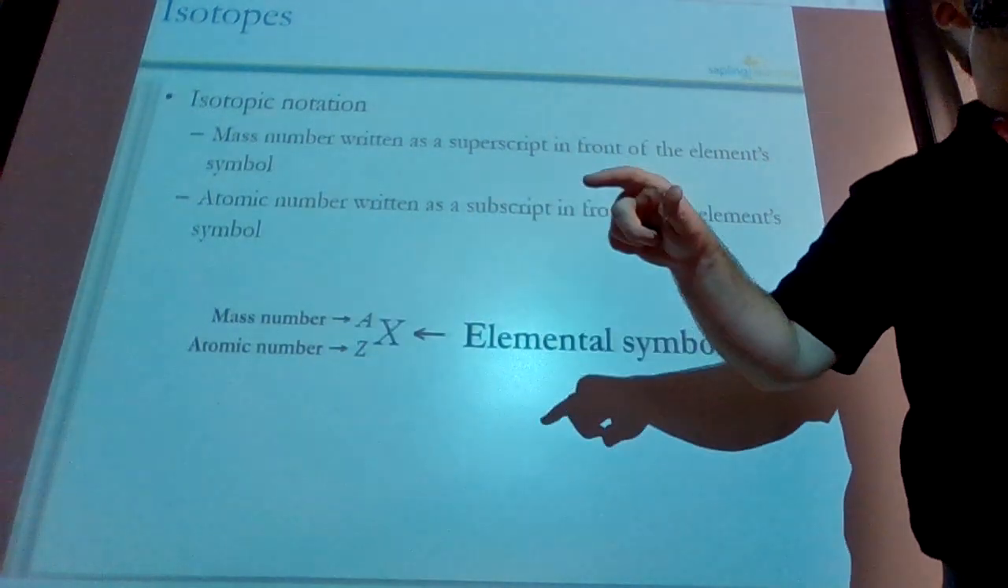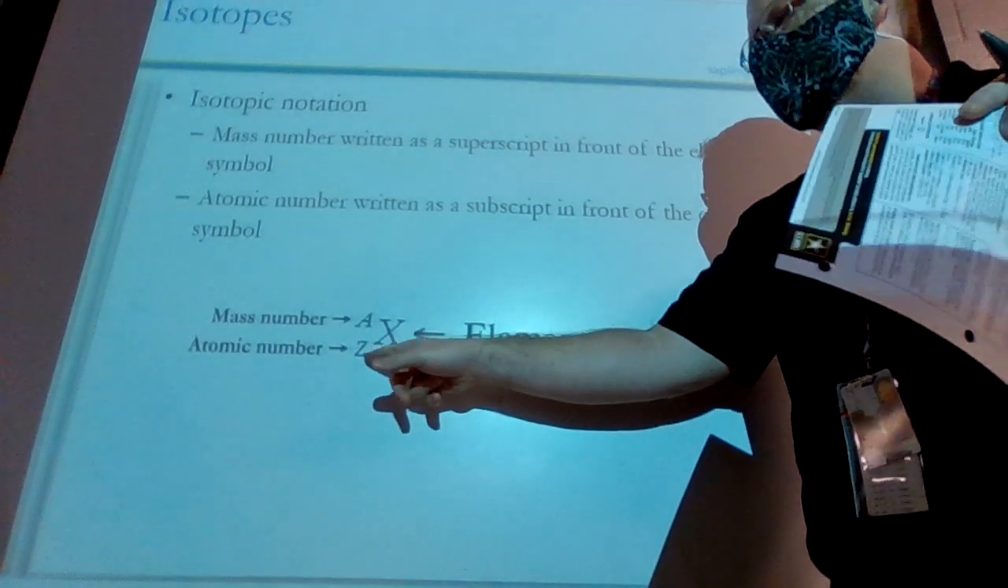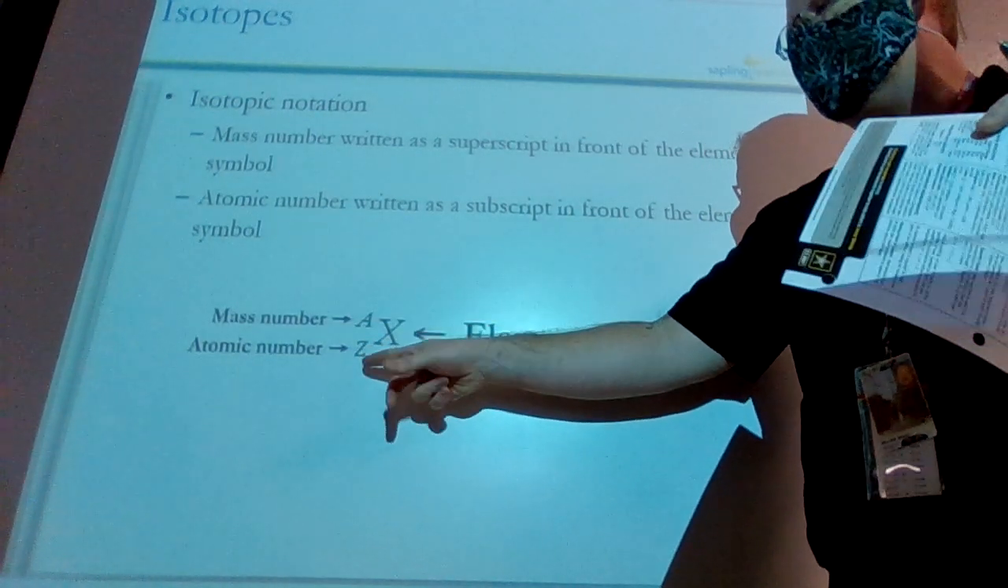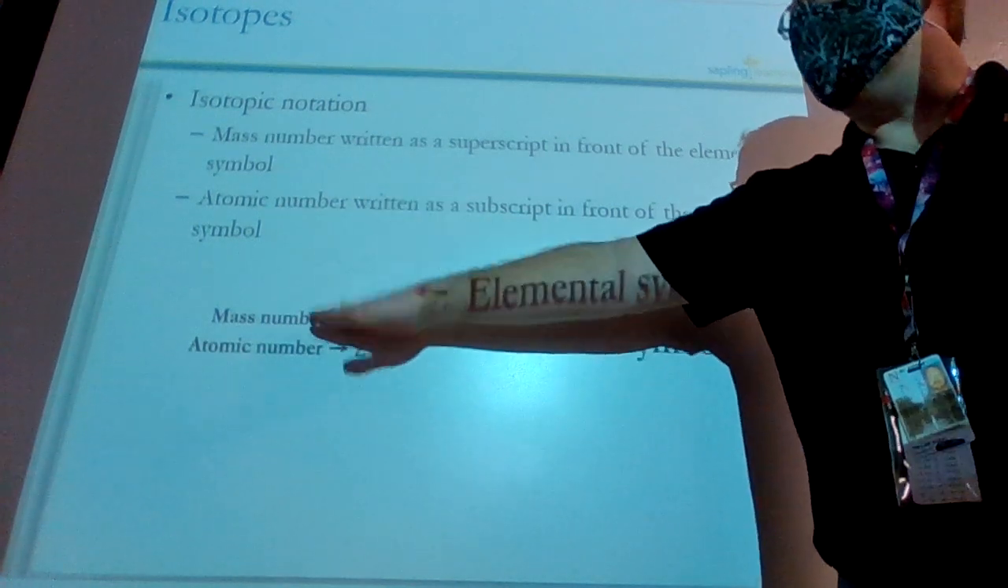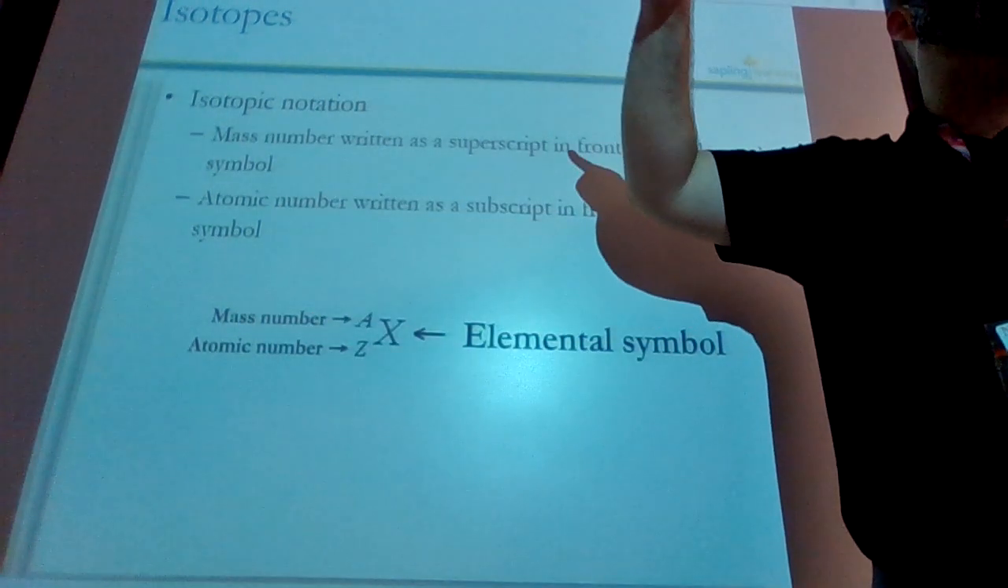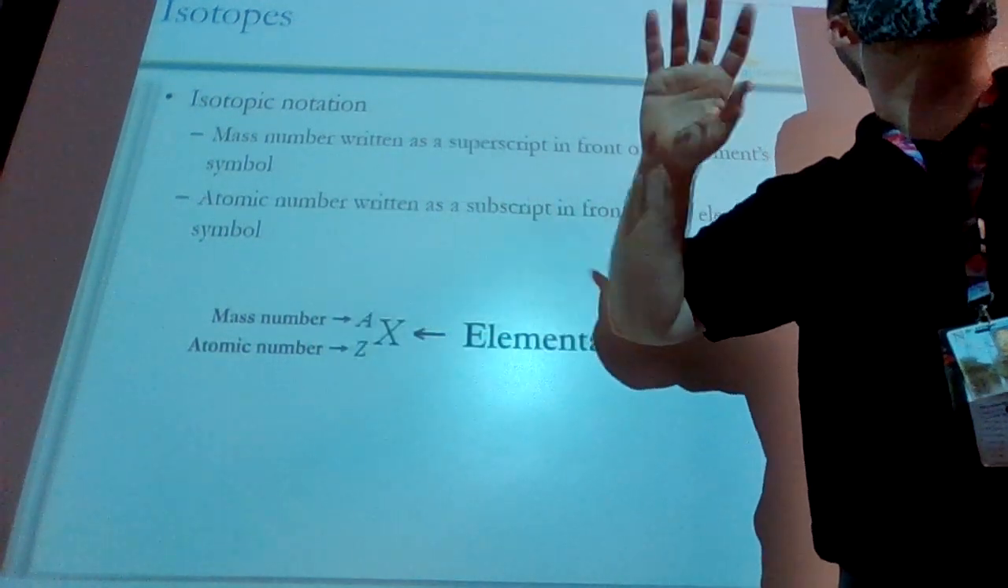Isotopic notation, you'll have a couple questions where you actually have to go into Sapling and move your cursor around and delete some question marks here and put numbers where the Z and the A are. The top number is both protons and neutrons. That's your mass number. The bottom number is your atomic number, just your protons.